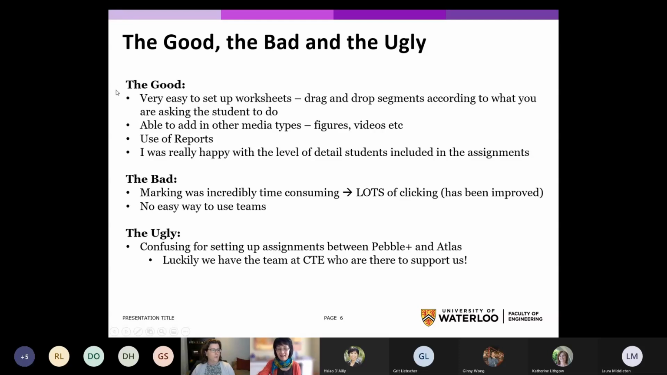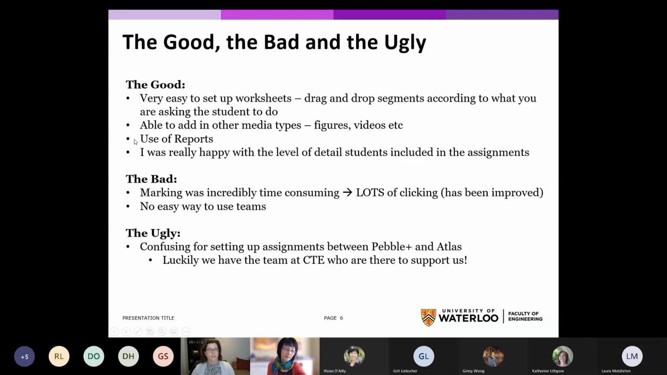I will definitely be using PebblePad going forward. It was really easy to set up the worksheets. I just had to think about, all right, what would I normally be doing in class? I'm going to add this in, drag and drop segments. It's already created for you. You just have choices of what you want that workspace to look like. You're able to add in other media types really easily, so figures and videos.